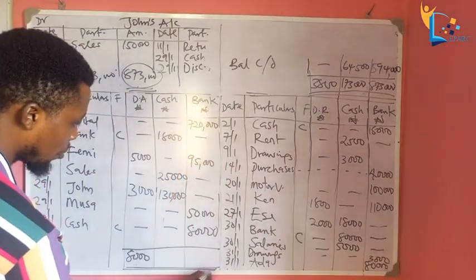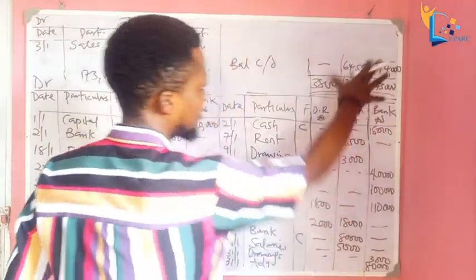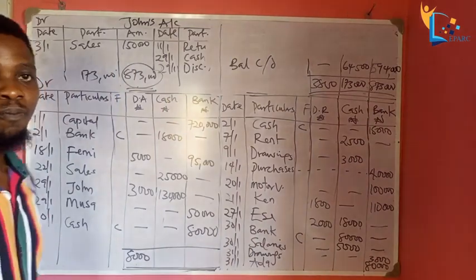Okay, so you rule with double lines. You rule with double lines. So this is how you balance your account.